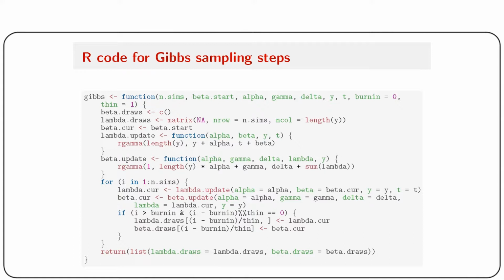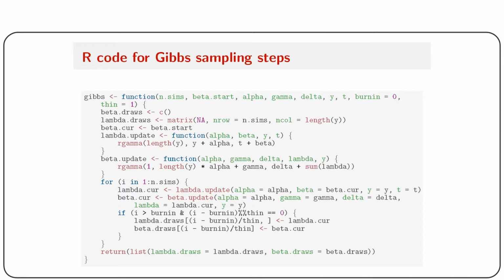These are the arguments that we are passing through: the number of simulations, beta start, alpha, gamma, delta, y, t, burn-in and thinning. Say beta.draws equals one column you assign, a null column. And lambda.draws you can assign as a matrix, where the number of rows is n.missing and the number of columns is the length of y. Beta current is beta.start. Lambda update is one function that we can define here, passing alpha, beta, y and t, that will generate a random variable from a gamma distribution. And beta update, again with alpha, gamma, delta, lambda, y as the arguments in this function, will return a random variable from a gamma distribution of the following parameters.